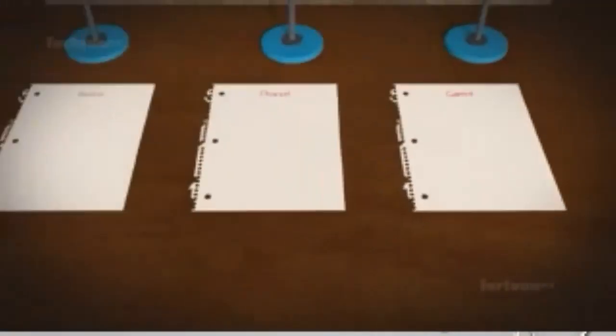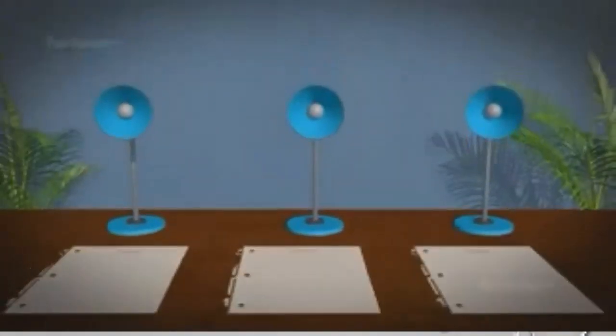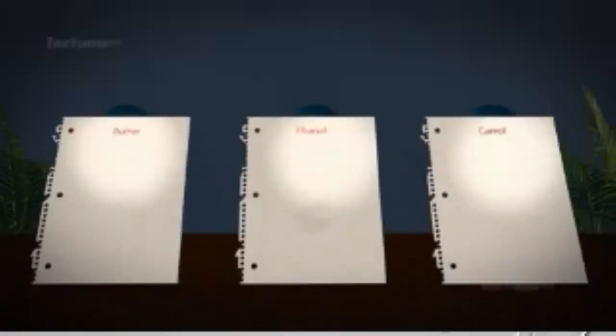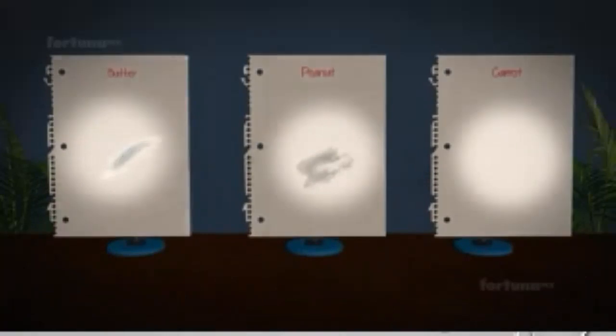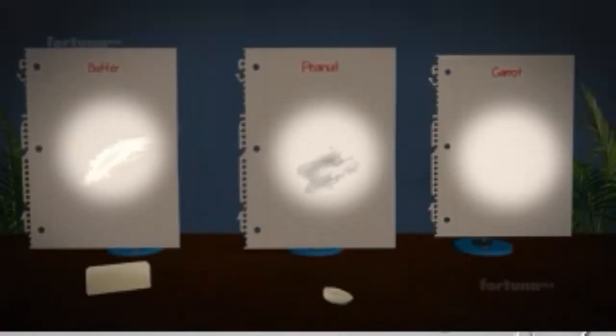Allow the papers to dry. After some time, hold the papers in front of a good light source. And you'll notice oily patches left behind from the butter and the peanut. This simple test confirms that butter and peanut have fats and the carrot does not.